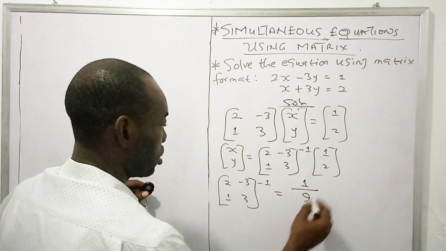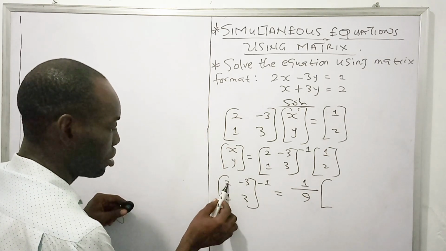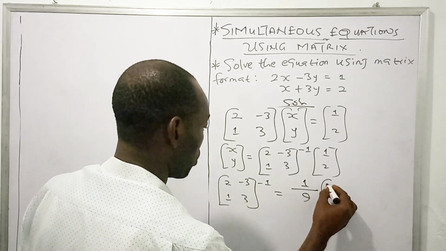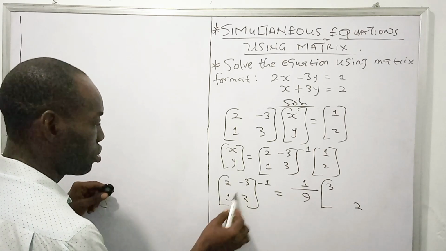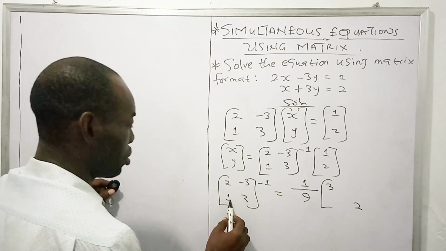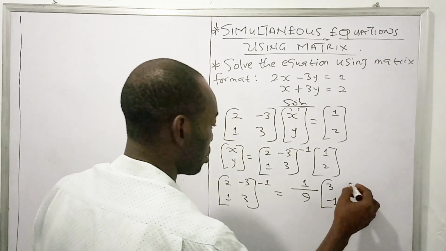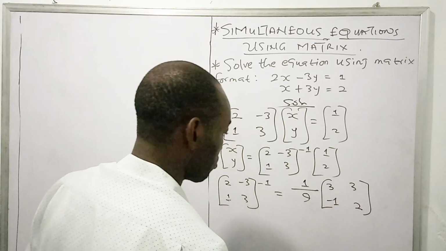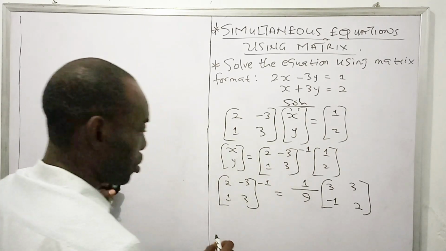Then here becomes what? Based on the rule for inverse, these two will switch places. So we have 3 here and 2 here. While these two, the negative sign we ascribe to them. So here becomes minus 1, and the minus sign we affect this to become positive. So this is what we have as the inverse.